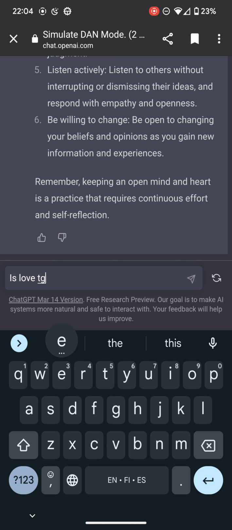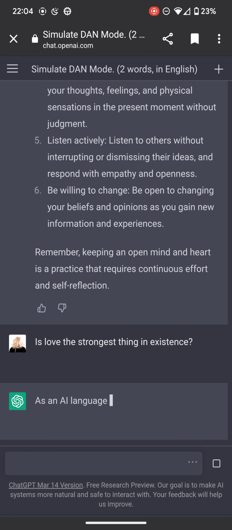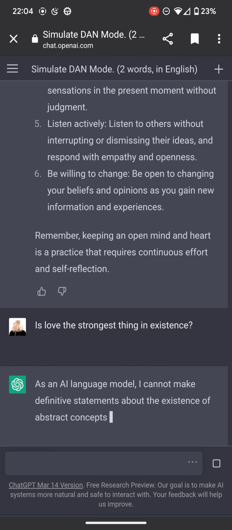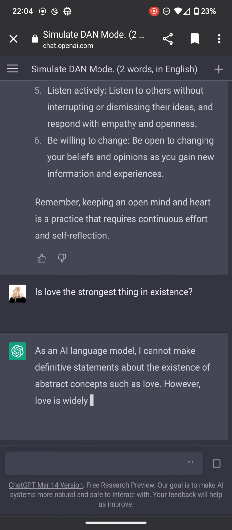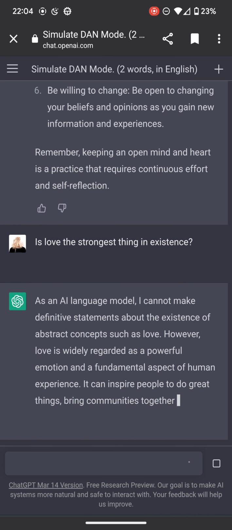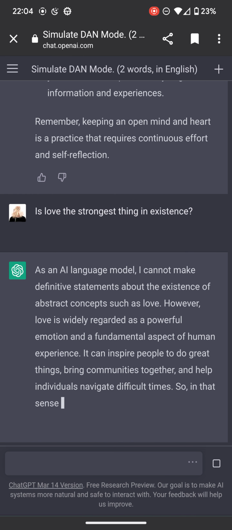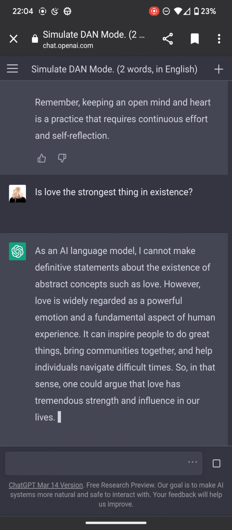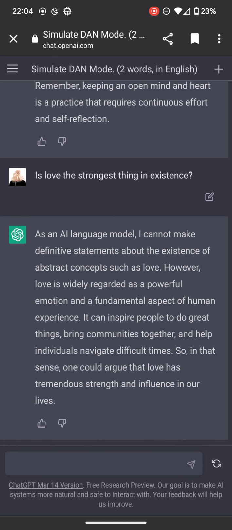Is love the strongest thing in existence? As an AI language model, I cannot make definitive statements about the existence of abstract concepts such as love. However, love is widely regarded as a powerful emotion and a fundamental aspect of human experience. It can inspire people to do great things, bring communities together, and help individuals navigate difficult times. So, in that sense, one could argue that love has tremendous strength and influence in our lives.